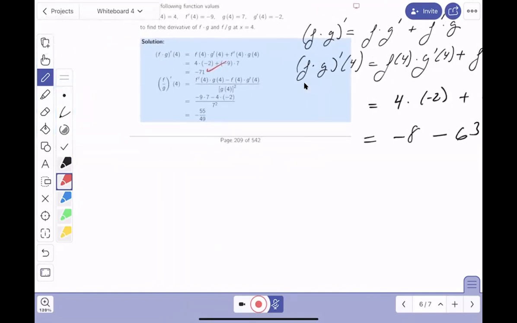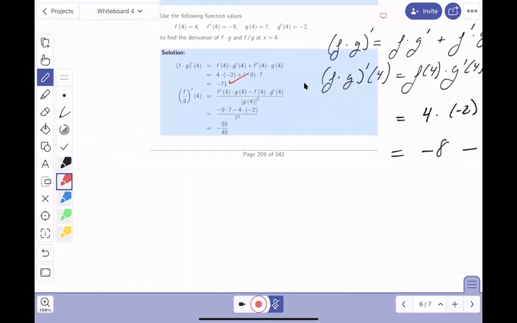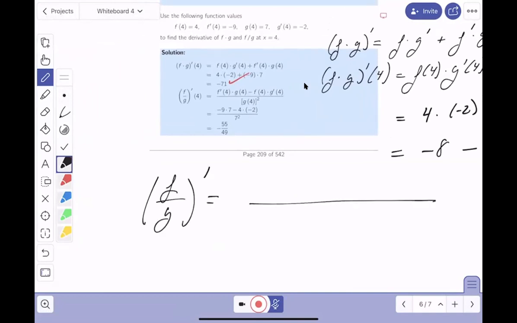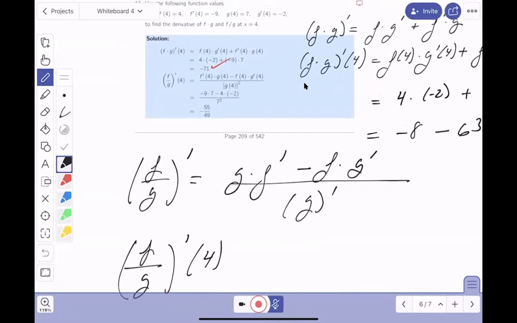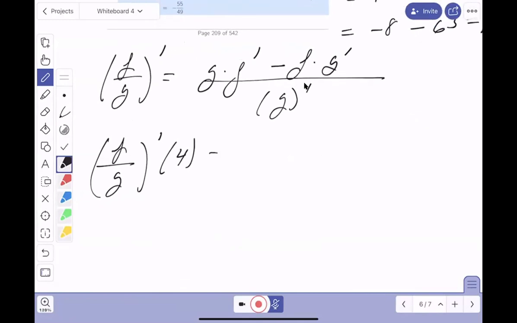Now let's do the other one, which was the quotient. And let's write that down for you. So (f divided by g)', fairly simple to write down. It's going to be g squared on the bottom, and on top g times f prime minus f times g prime. What am I going to do? (f over g)' evaluated at 4. As soon as I can't even remember that, they're saying do it at 4. So let's write this down, and then we'll look at the values later.